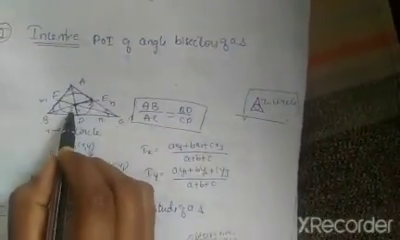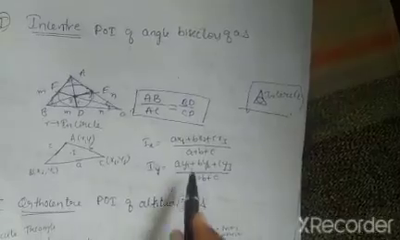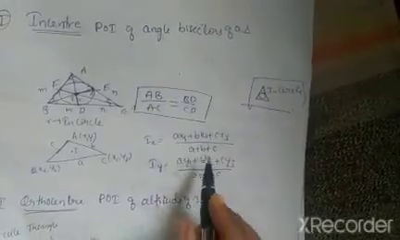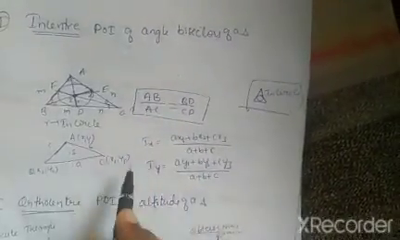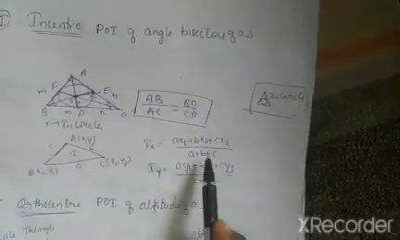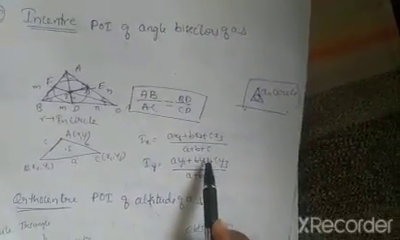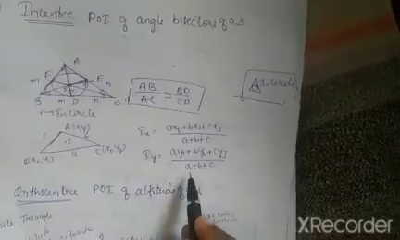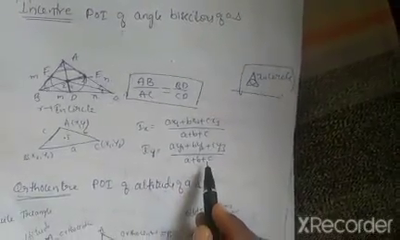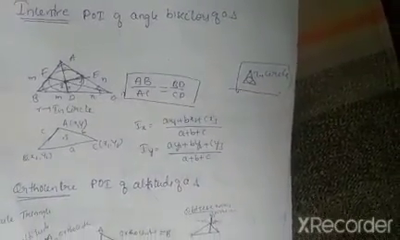And here, with incenter I, the coordinates can be calculated easily. If we know the sides a, b, c, then Ix is a x1 plus b x2 plus c x3 divided by a plus b plus c, and Iy is a y1 plus b y2 plus c y3 divided by a plus b plus c.